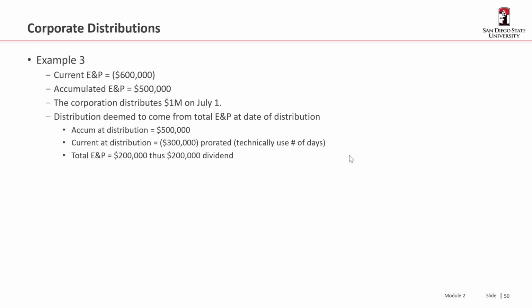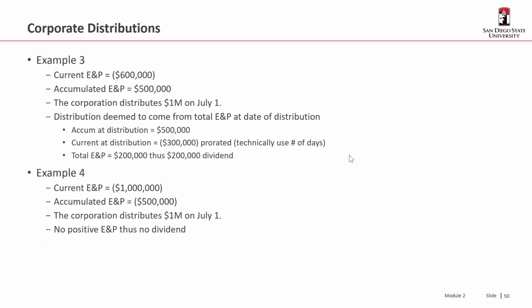So of the $600,000 in total current year E&P, $300,000 of that would be prorated through June 30th or July 1st. And as a result, total E&P on the date of the distribution is the accumulated of $500,000 less the $300,000 negative of current is $200,000. And as a result of that $1 million distribution, $200,000 would be a dividend. Then, of course, we'd flip down and go into basis, and then any left over would go to long-term capital gain.